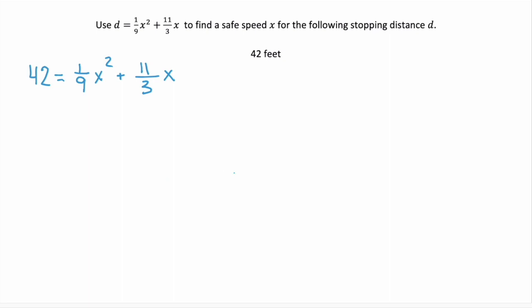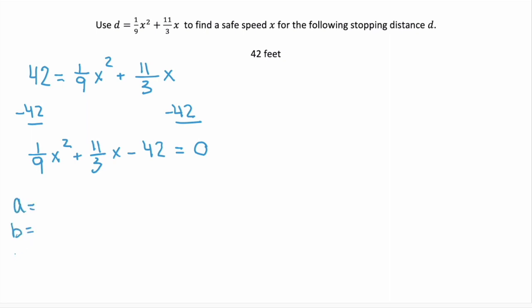Well, to do that, let's subtract 42 from both sides, and we put this quadratic into standard form. So we have 1/9 x squared plus 11/3 x minus 42 equals 0. Now we can identify a, b, and c to use with our quadratic equation. A is 1/9, B is 11/3, and C is negative 42.